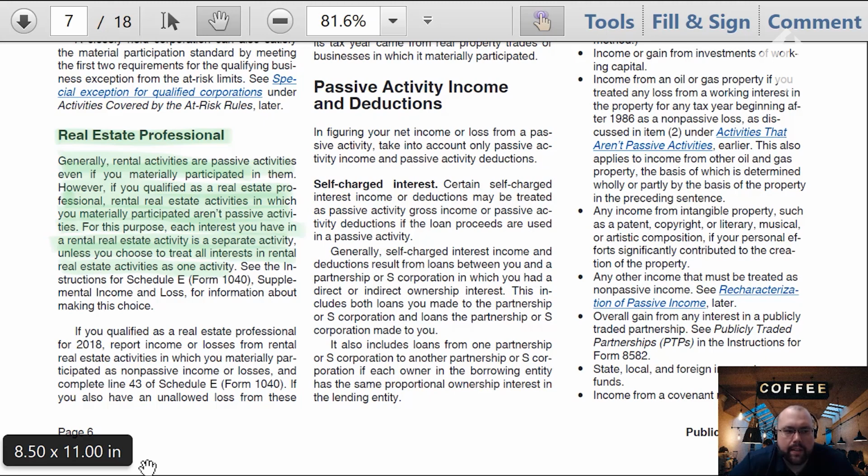Okay, so there's one, two, three sentences here. We broke down number one: we need to look at materially participated. Number two says, if you qualified as a real estate professional, rental real estate activities in which you materially participated aren't passive activities. So what does that mean? It means if I'm materially participating in my rental and I want to qualify as a real estate professional, I'm no longer classifying those activities as passive.